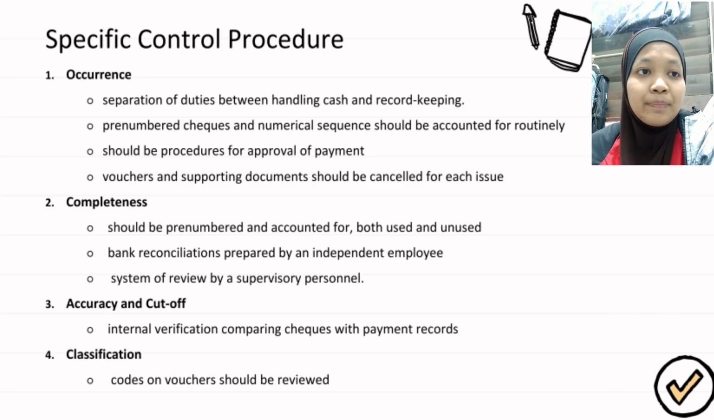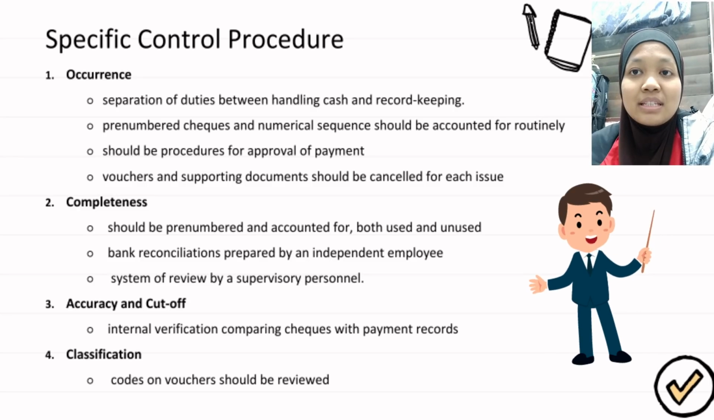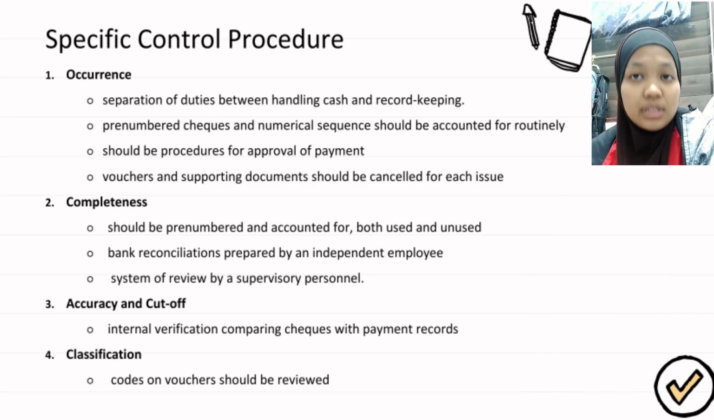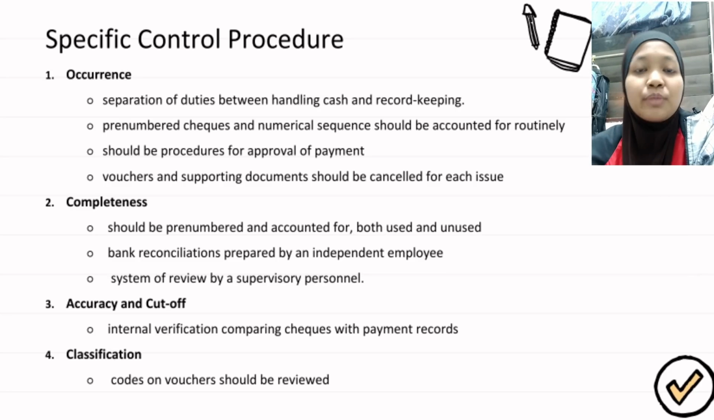Secondly, completeness. Checks should be pre-numbered and accounted for, both used and unused. Bank reconciliation should be prepared by an independent employee. There should be a system reviewed by pegawai penyelia, if there is anything different, means jika ada apa-apa yang berbeza sepanjang prosedur tersebut.